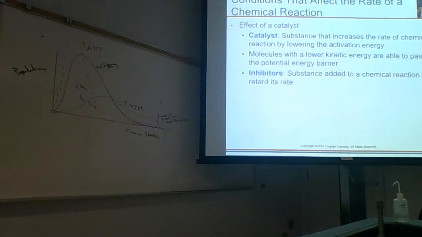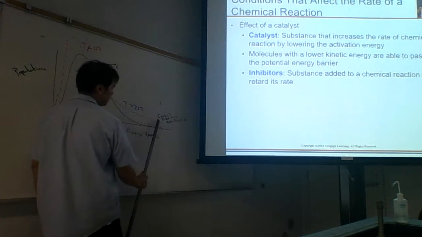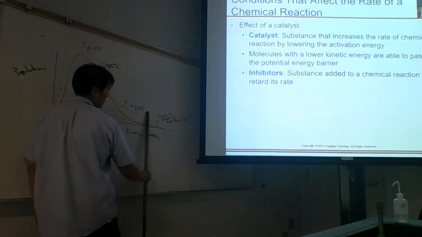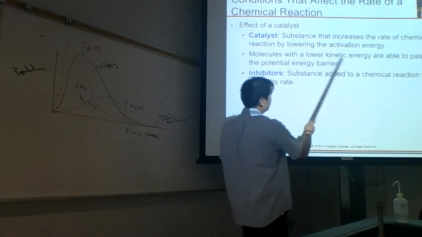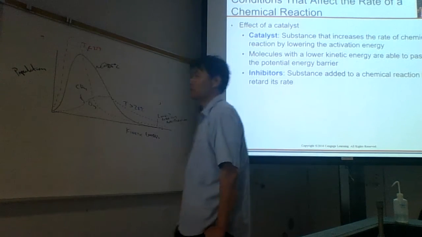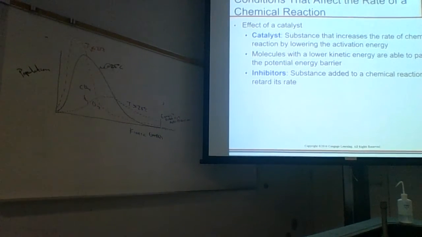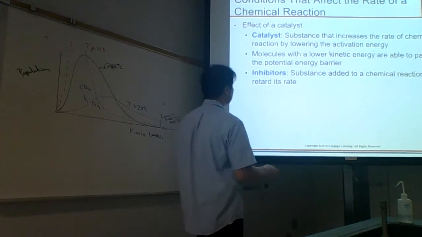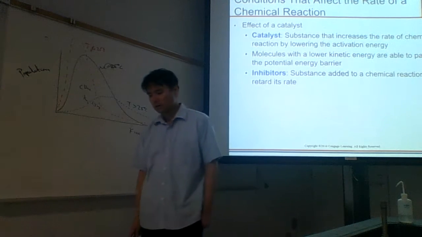If you lower the activation energy, that's going to increase the population. And so with a catalyst, the barrier drops here, making molecules with lower kinetic energy able to pass over the potential energy barrier. The potential energy barrier is just the hill. The taller the hill, the higher the potential energy. The potential energy barrier in this case is called the activation energy. The potential energy barrier and the activation energy are the same exact thing. And so, dealing with catalysts, inhibitors screw up catalysts.